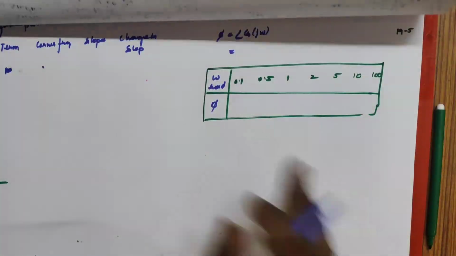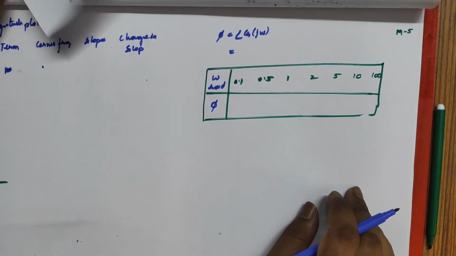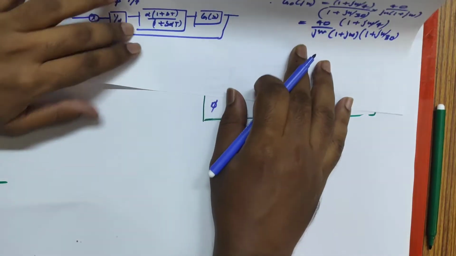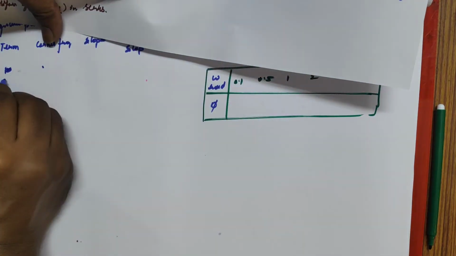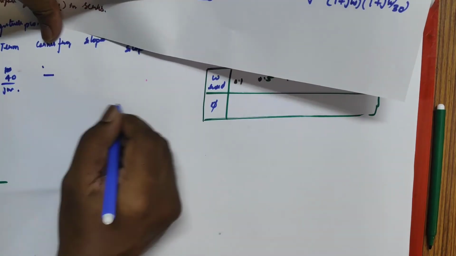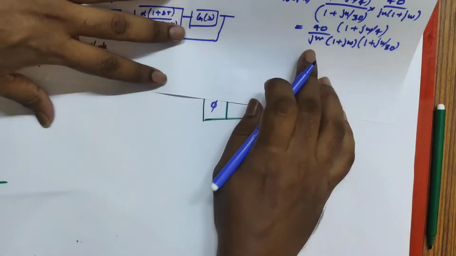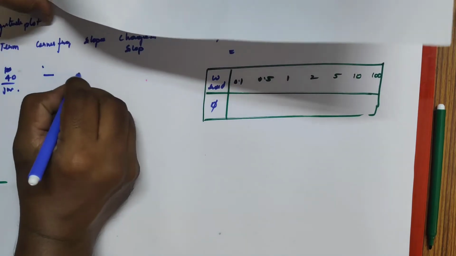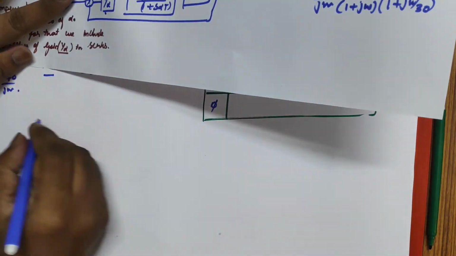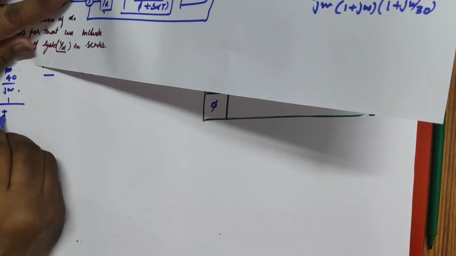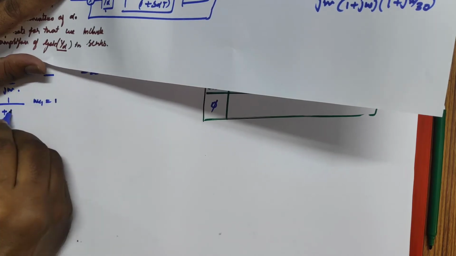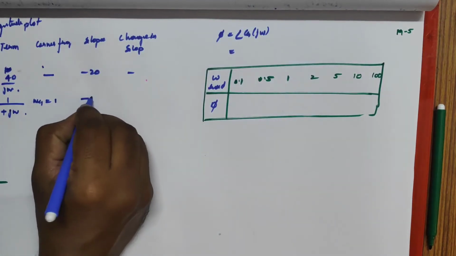Have patience, guys; if you work this out, you will get it. The first part is the term 40 by j omega. There is no corner frequency for it, and the slope is minus 20. So there is no change in slope. The next corner frequency is omega c1 equal to 1, that is 1 by (1 plus j omega), for which the slope is minus 90.